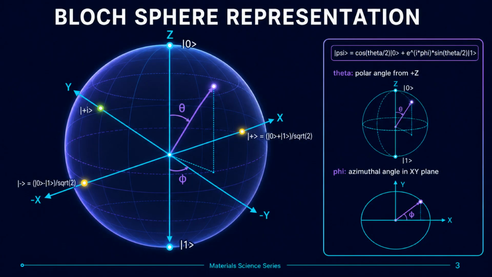Any pure qubit state can be visualized as a point on the Bloch sphere. The north pole represents ket 0, the south pole ket 1. The state is parameterized by polar angle theta and azimuthal angle phi. The equator contains equal superposition states like ket plus and ket minus. Quantum gates act as rotations on this sphere. This geometric picture provides powerful intuition for understanding qubit manipulation.